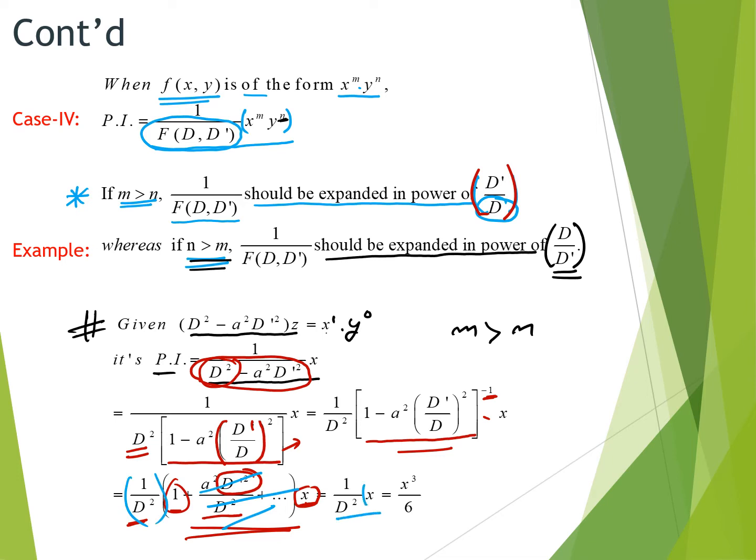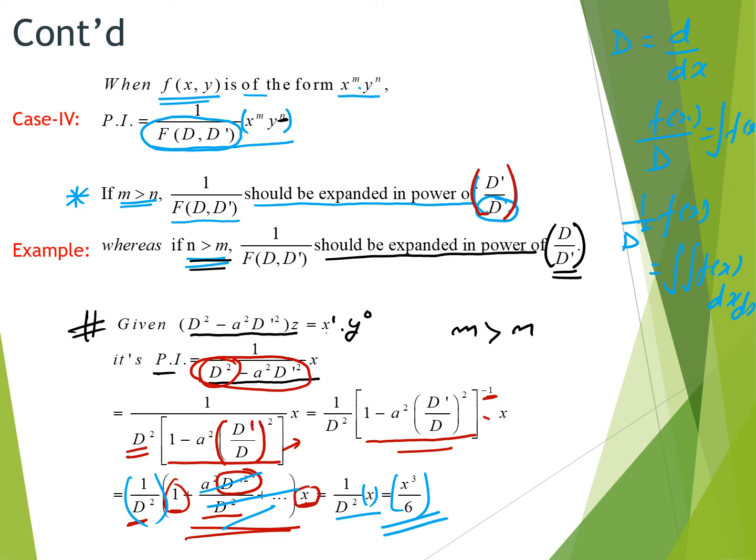Now we can integrate x with respect to x twice, because capital D is equal to d by dx. If we say f(x) over D, that means the integration of f(x). If we say 1 over D square and f(x), that means double integration of the function f(x) with respect to x. So the double integration of x will be x cube by 6. This will be the PI.